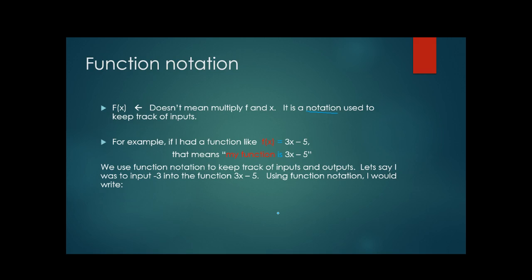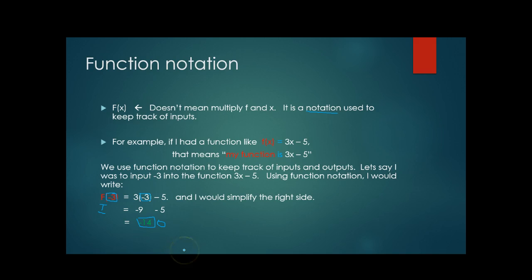Let's say I was to input negative 3 into the function 3x minus 5. Using function notation, I would write this. Here's my input right here. You would plug that in where x was, but you're not going to do anything with this. You're just going to keep track of what you plugged in. f at negative 3 is 3 times negative 3. Again, you input it right here. But on this side, you're simplifying because you're going to simplify the right side. So when you simplify it, you simplify 3 times negative 3, and then negative 9 minus 5, and there is your output. So input, output.